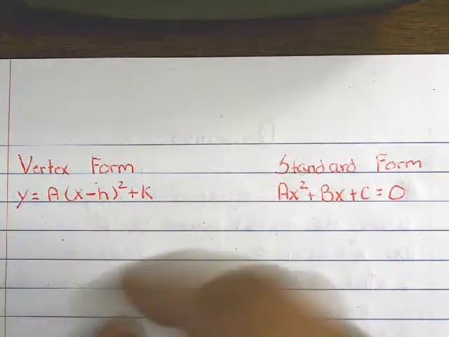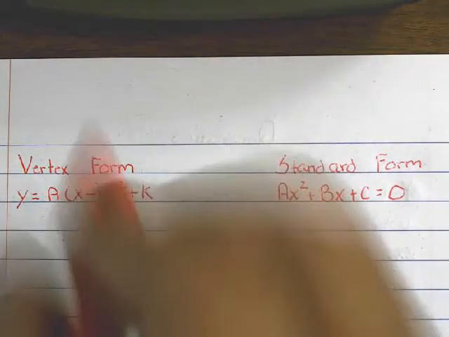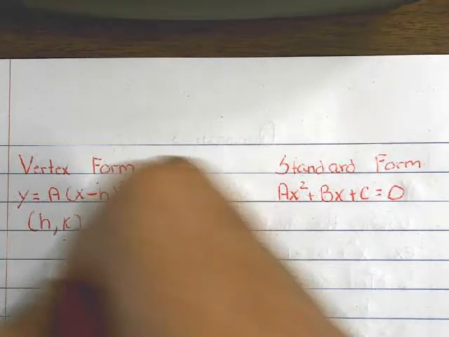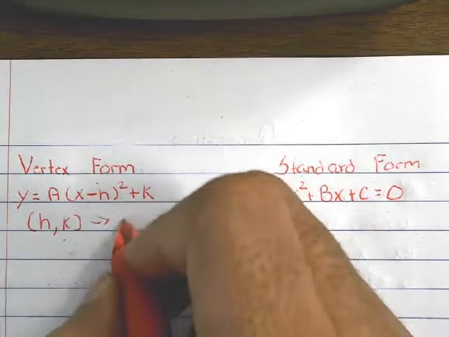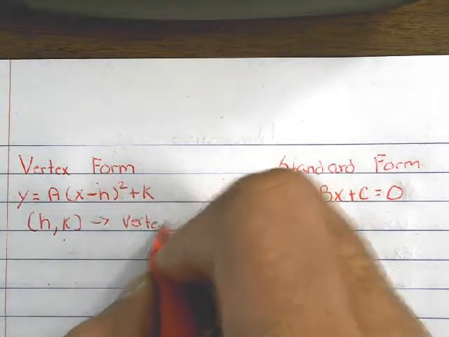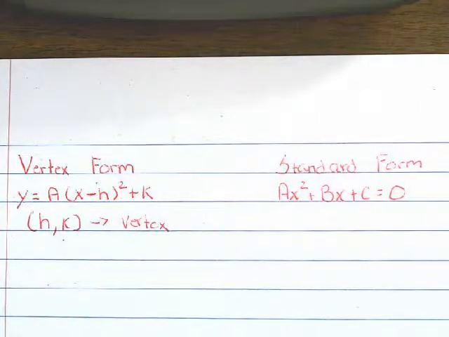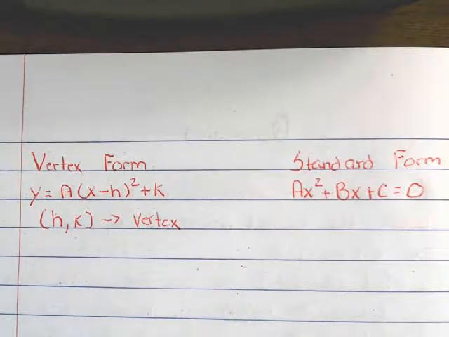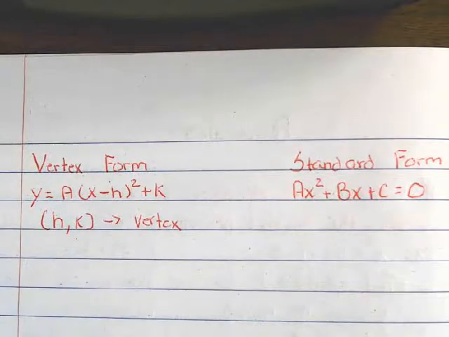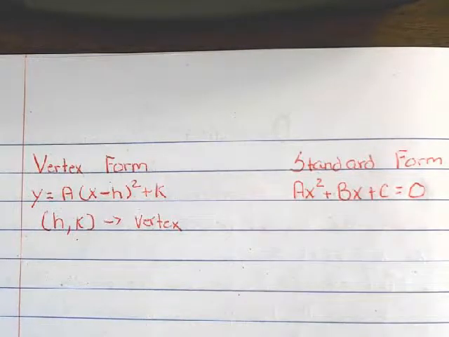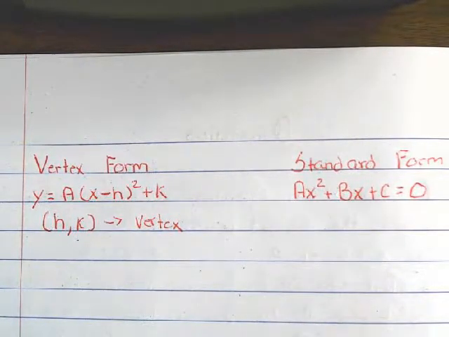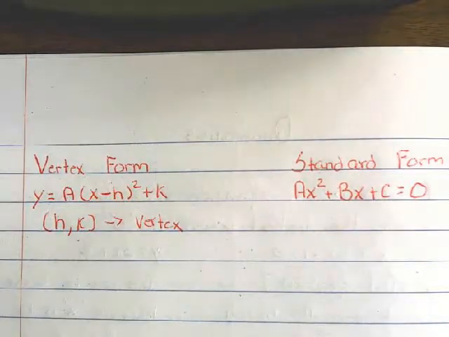I forgot this. Now, let's come back over here to vertex. I forgot to add this. Where h, k is the vertex. Very important, because that's where we start graphing. That's very important. Where h, k is the vertex. Now, I'm going to give you some examples of this.